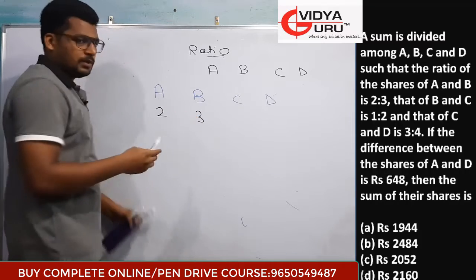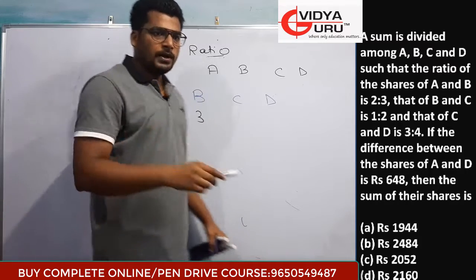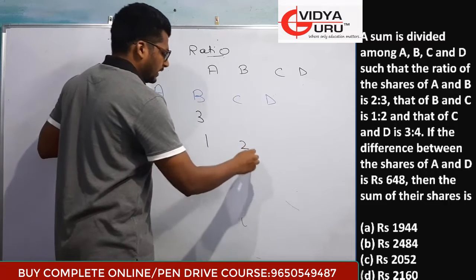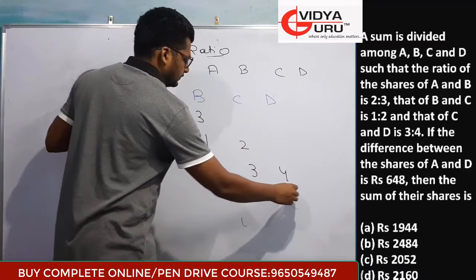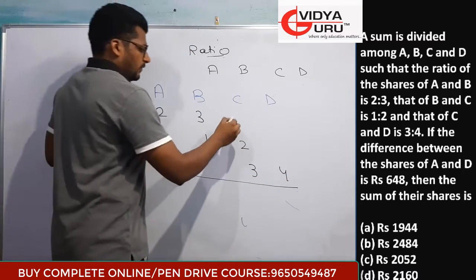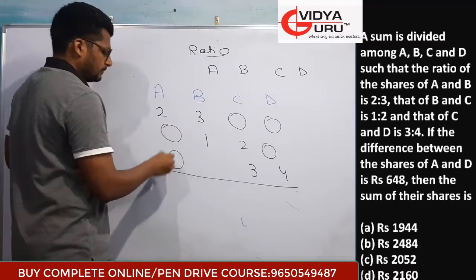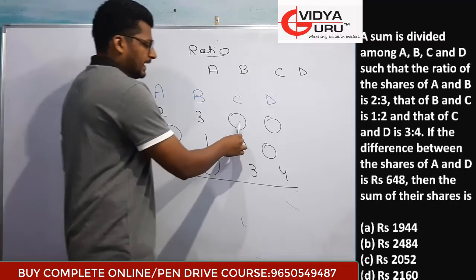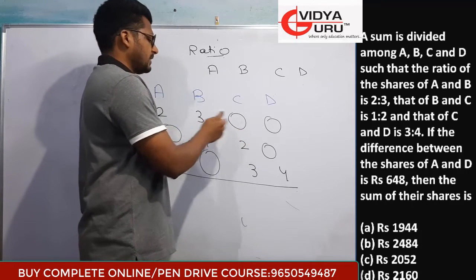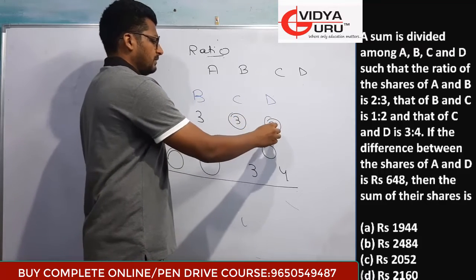Two, 3, it was 2, 3, 1, 2, 3, 4. BC was 1, 2 and CD was 3, 4. These blanks are empty, we have to fill them. What is the nearest number to this blank? It is 3. So we will fill 3 here and we will fill 3 here.